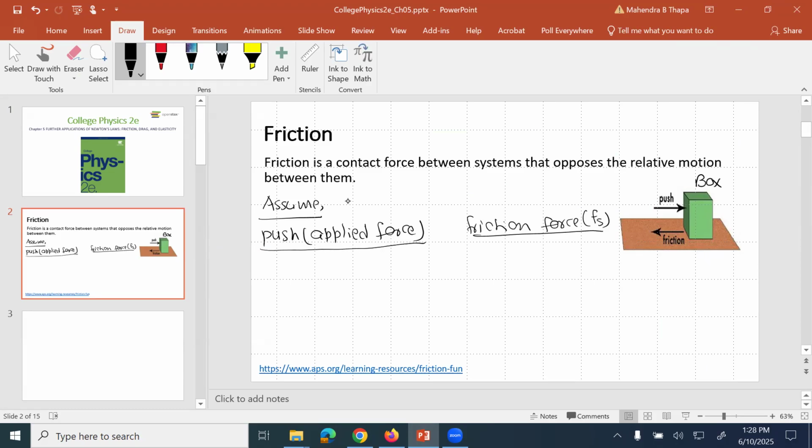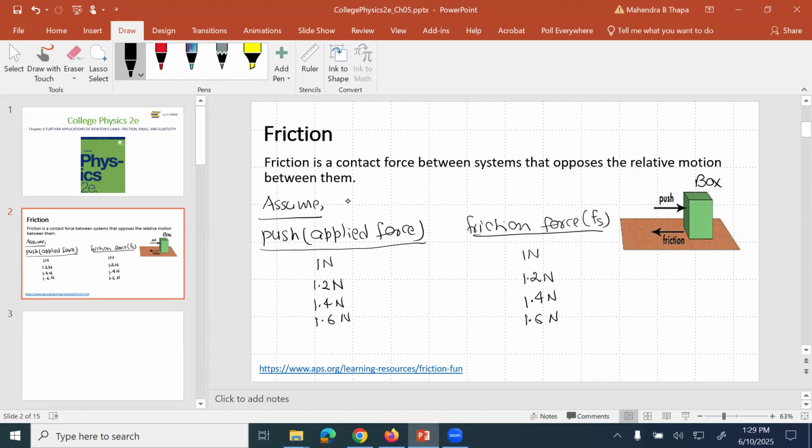Let's make a table. Say I push with a force of 1 Newton. The object is not moving, so the friction force must be 1 Newton. I increase the push to 1.2 Newton, pushing slightly harder. The object is not moving, so friction also changes to 1.2 Newton. Next, I push a little harder, 1.4 Newton. The friction will also be 1.4 Newton. I keep going like that. Say 1.6 Newton applied force, friction is also 1.6 Newton.